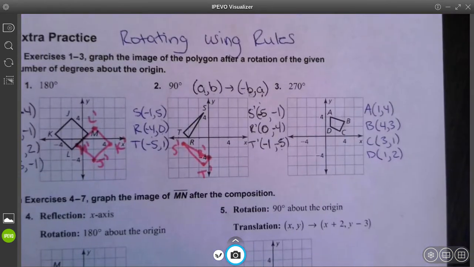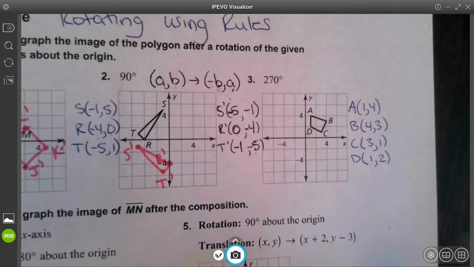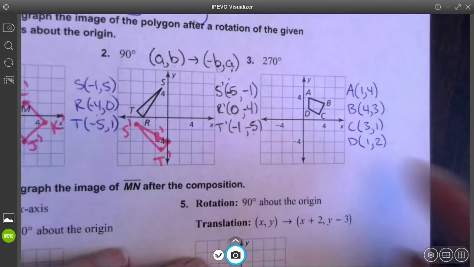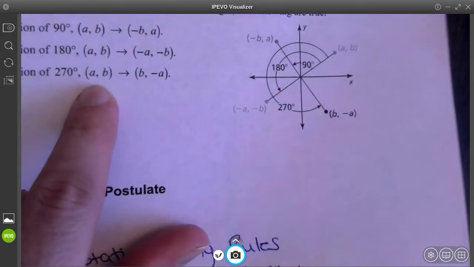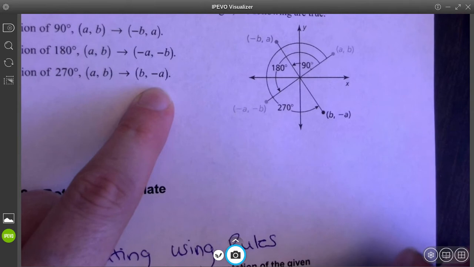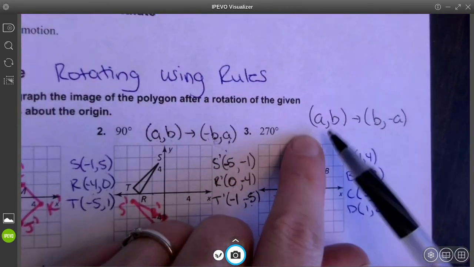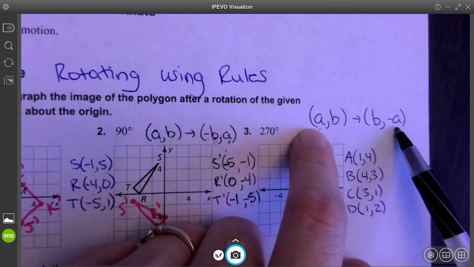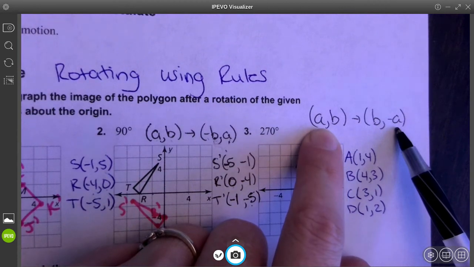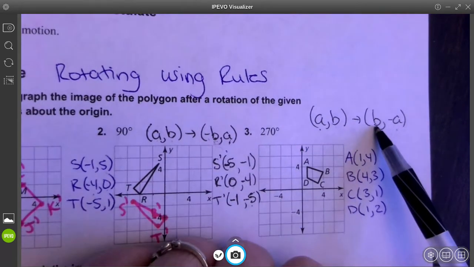The last one, we're going to rotate quadrilateral ABCD 270 degrees. Again, I listed my ordered pairs. I need to use the rule for 270 degree rotation. Here's the rule. I'm going to copy it down. So what this tells us is that the x coordinate of my pre-image will become the y coordinate of my image, but I need to take the opposite. And the y coordinate of my pre-image will become the x coordinate of my image.